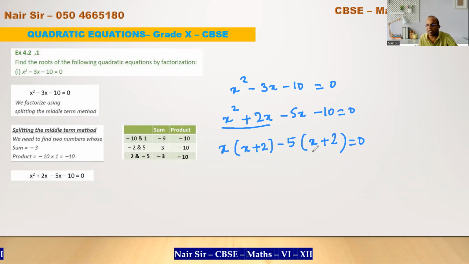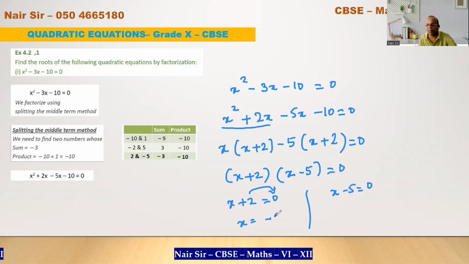Now, look at this, I've got x plus 2 and x plus 2 common. So I write x plus 2, and what is left? If I take out x plus 2 from here, what is left? x. And what is left here? Minus 5. Is equal to 0. Now I need to just solve this. So x plus 2 is equal to 0, and x minus 5 is equal to 0. So x is equal to, transposing, minus 2. And here minus 5 changes to plus 5. So my answer is x is equal to minus 2 and x is equal to plus 5.